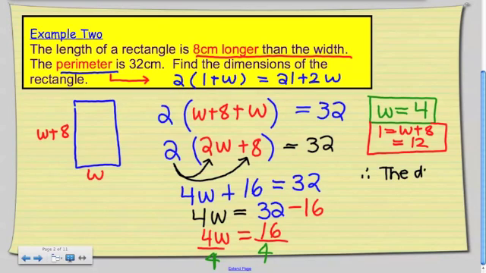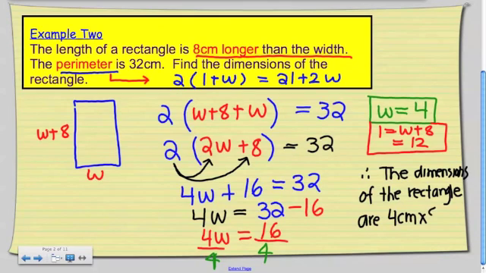The dimensions of the rectangle are 4 centimeters by 12 centimeters. And if you add 12 plus 12, which will give you 24, plus another 8, you should get 32, right? So that all makes sense, and our problem is complete.